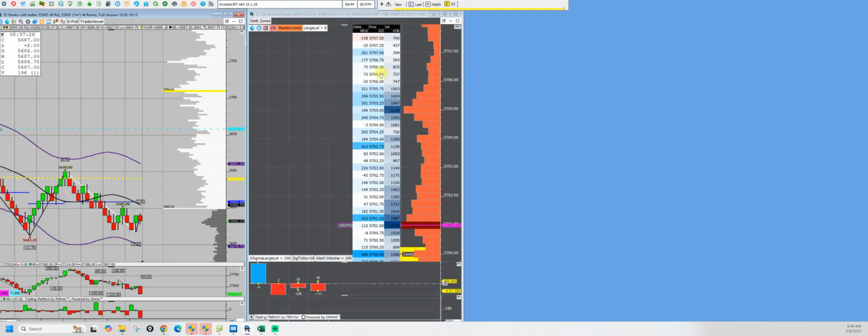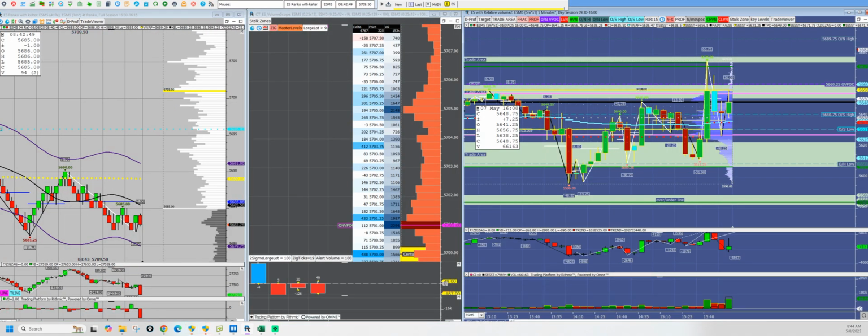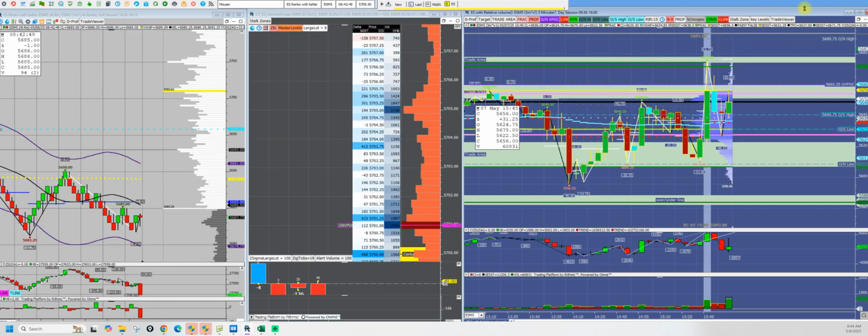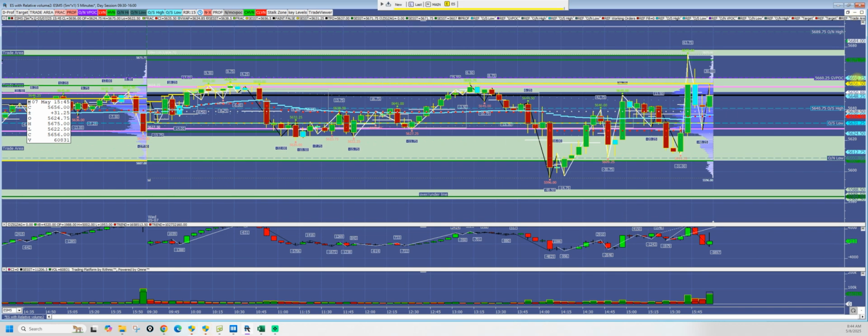So what are my hypotheses for the day? My hypothesis for the day is a balanced day with an upward skew.